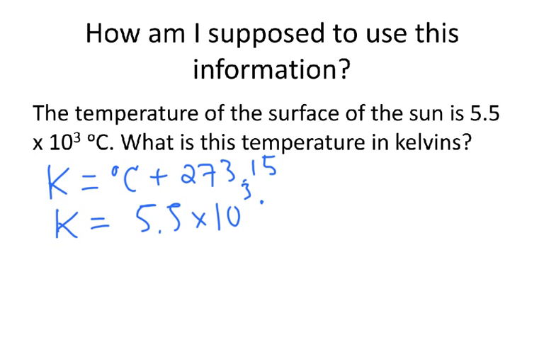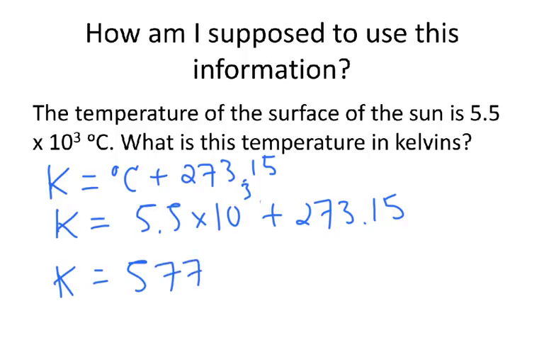For this, since we don't need to really keep track of units, I feel like they can kind of be confusing to have the degrees Celsius there. So plus 273.15. Okay, so you want to plug this into your calculator. You get 5,773.15 Kelvin.